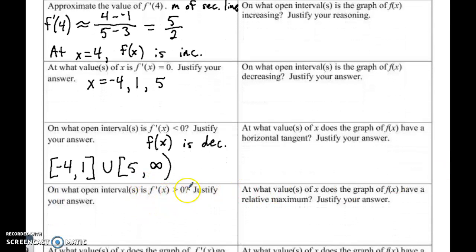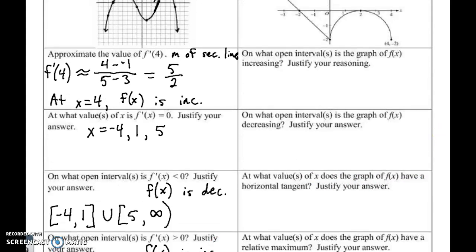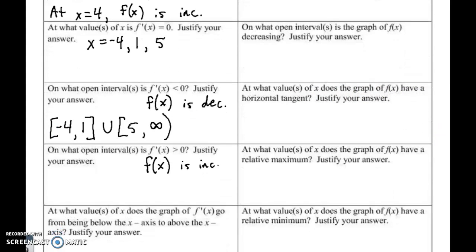What about where the derivative is positive? Well, my justification is if the derivative is positive, then the function needs to be increasing. So what am I looking at? Looking at -infinity to -4. And then from 1 to 5. Going up and to the right is where we're increasing.